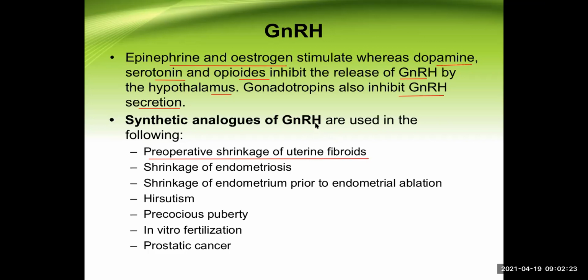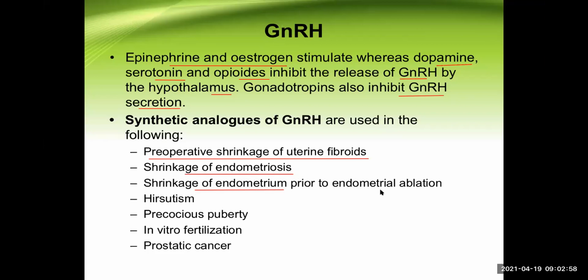We have discussed that before, and after that, surgery should be done. Shrinkage of endometriosis: endometriosis is the presence of endometrial tissue outside the uterine cavity. It also depends on the estrogen, okay? Estrogen and progesterone, all those things, it depends regarding the bleed. So if we continuously block the release of estrogen, then there is a shrinkage of endometriosis tissue.